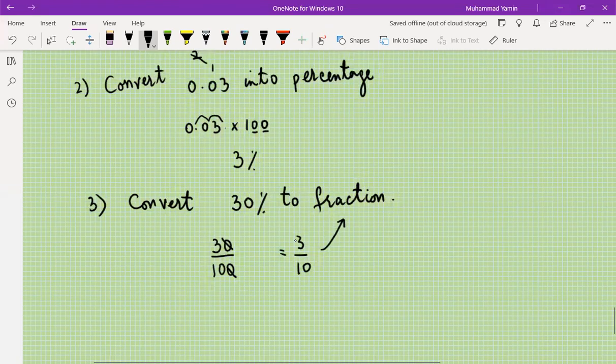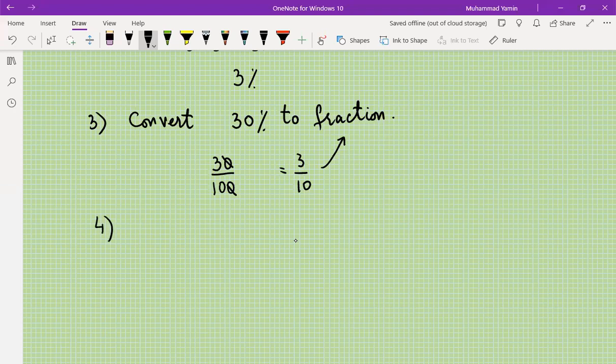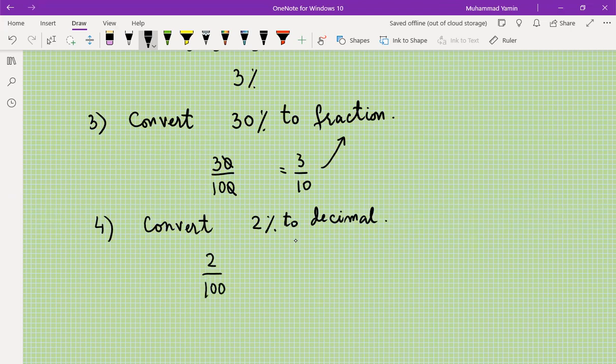And suppose this is to be converted to a decimal. Suppose it is said, convert 2% to decimal. Again, the first thing will be divided by 100. And then simply, whenever the values are getting divided by 0 numbers, we shift the decimals back.